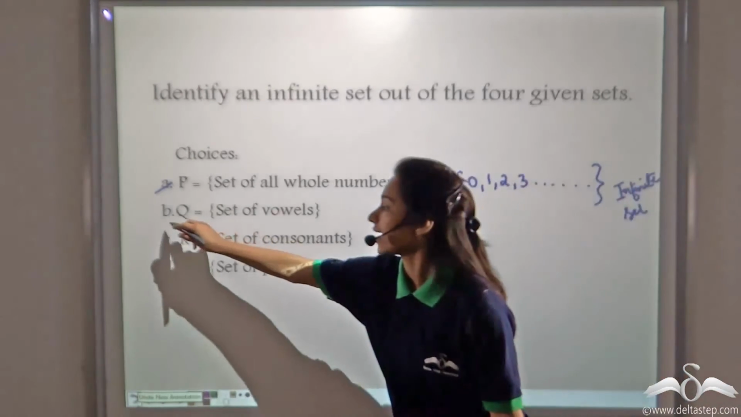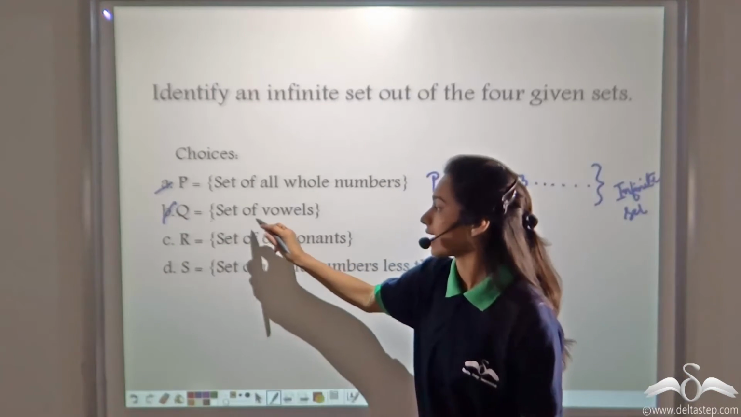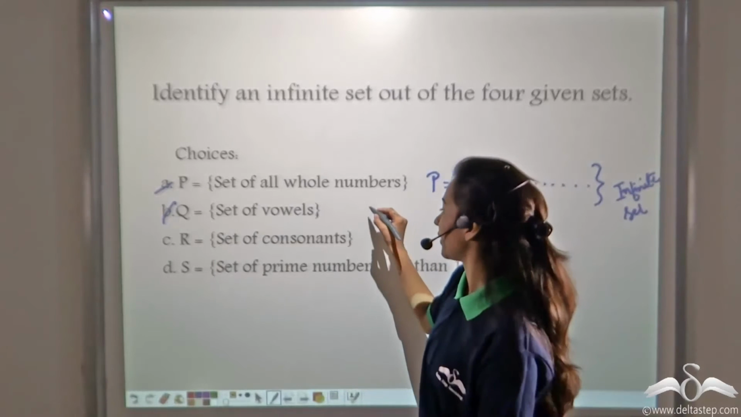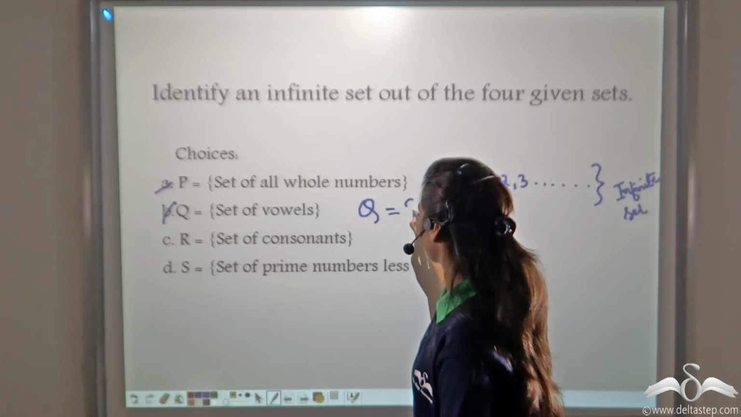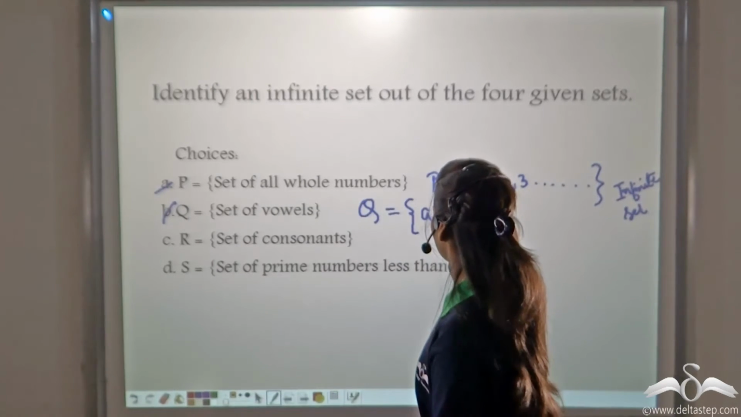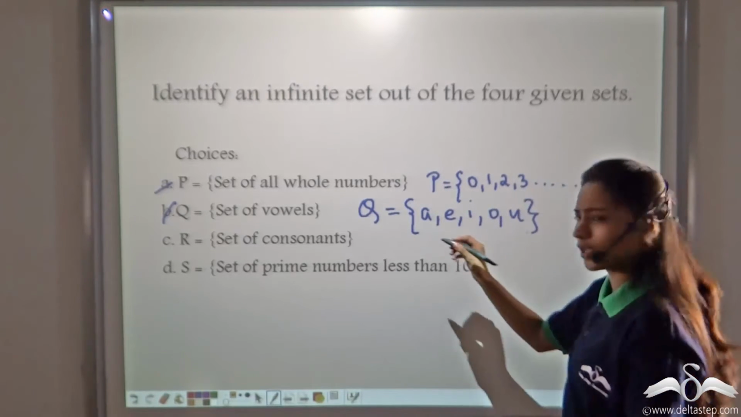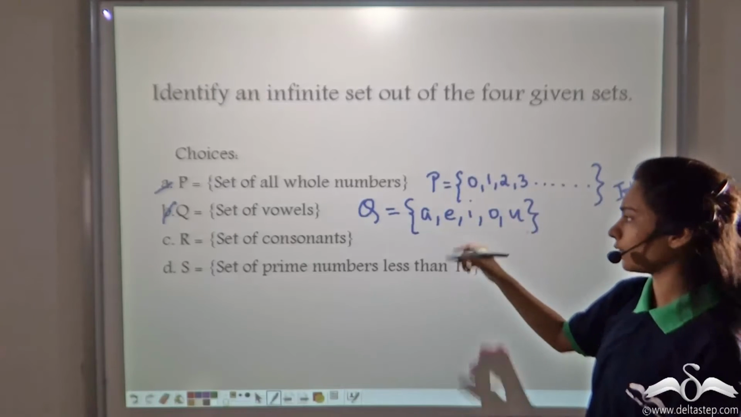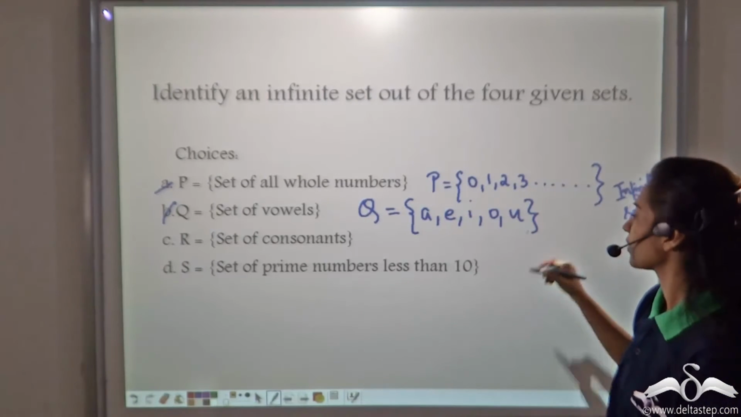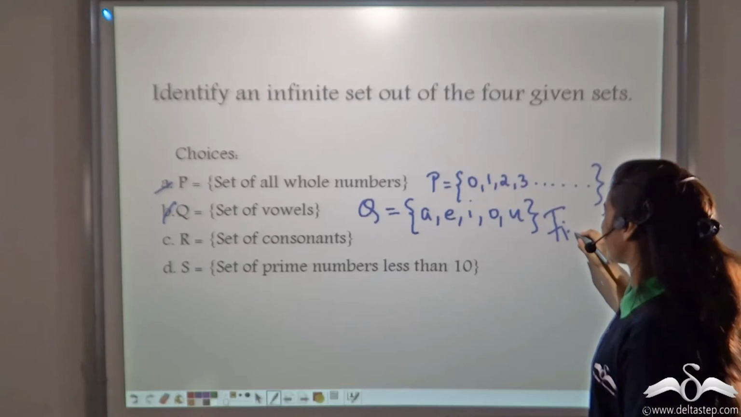Now take the second choice, where Q is the set of vowels. Try writing it in roster form. A, E, I, O, U. So we know all the elements. We can also count them, 1, 2, 3, 4 and 5. So this is a finite set.